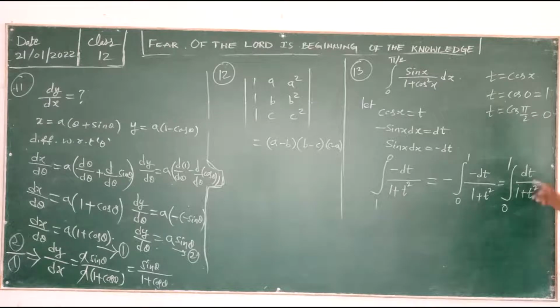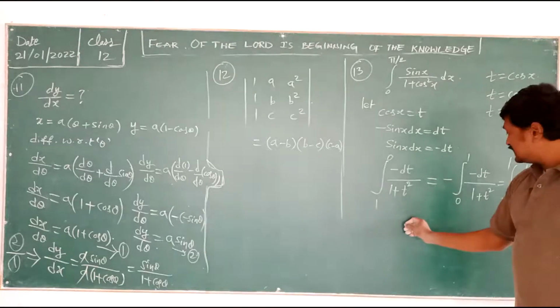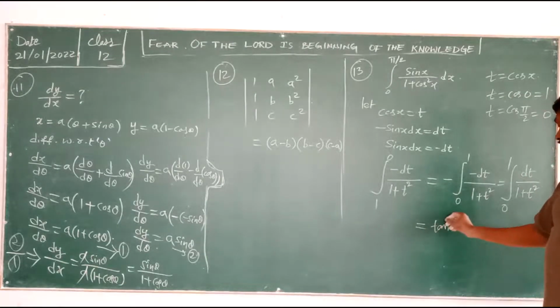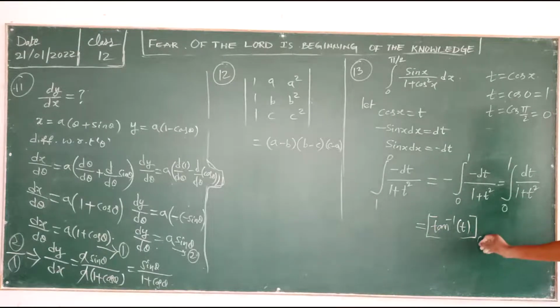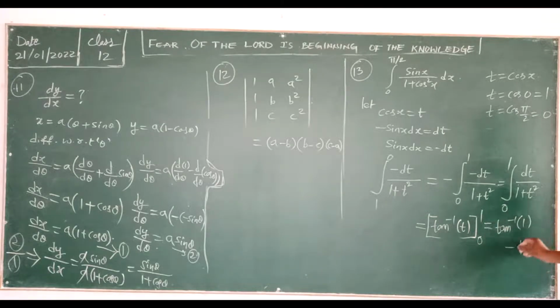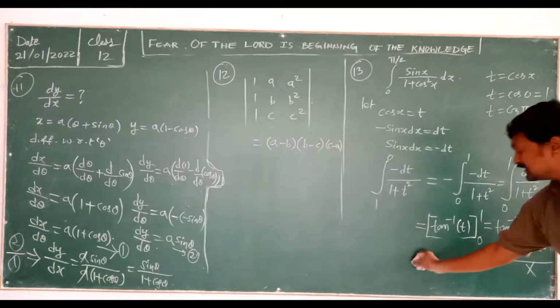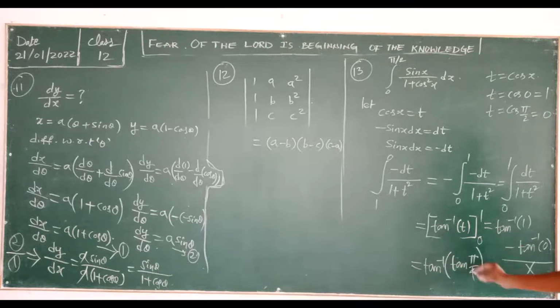You have the formula: dt upon 1 plus t square is nothing but tan inverse t. So this is equal to tan inverse t, with limits 0 to 1. Then you get tan inverse of 1 minus tan inverse of 0. Tan inverse of 0 is 0, so no need to write that. Next, tan inverse of 1: tan inverse of tan theta is nothing but theta, that is pi upon 4. So what is our final answer? Pi upon 4.